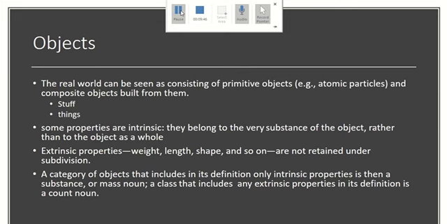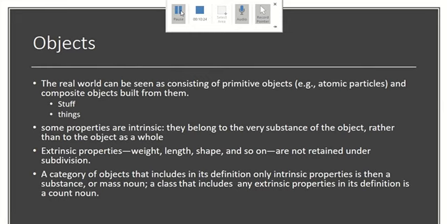For example, if we consider an object as an apple, a slice of an apple can be considered as the stuff. Rather than considering the whole apple, we can consider stuff like slices of that particular apple. And extrinsic properties mean weight, length, shape, and so on. Whatever is a physical property of that particular object will be considered an extrinsic property, and they are not written under the subdivision.